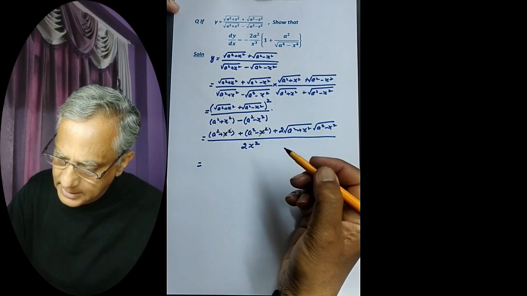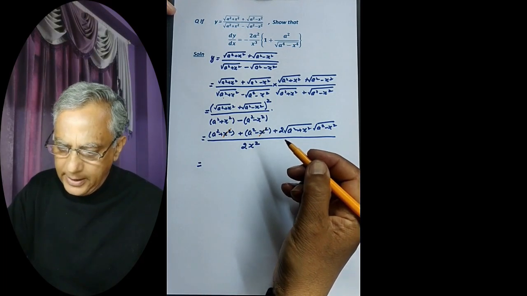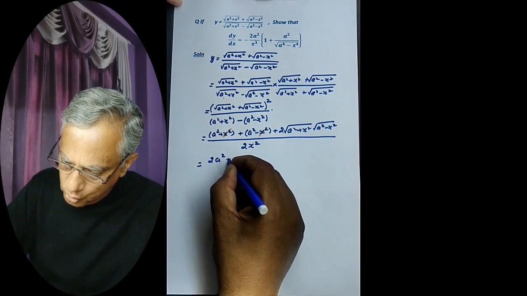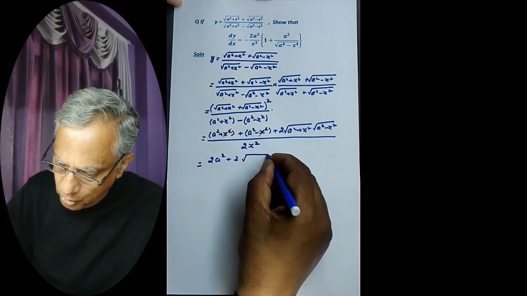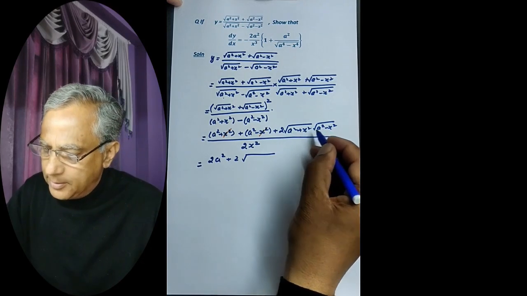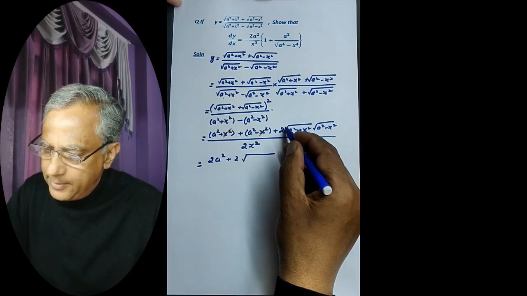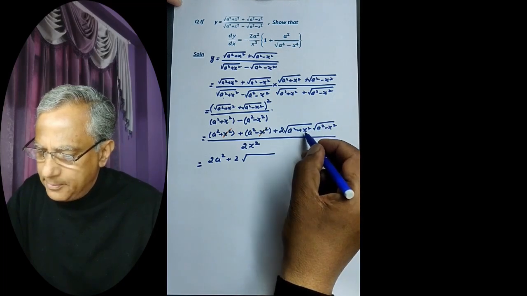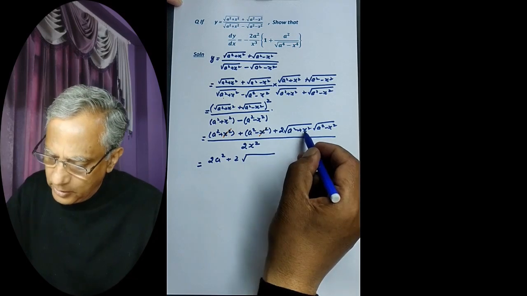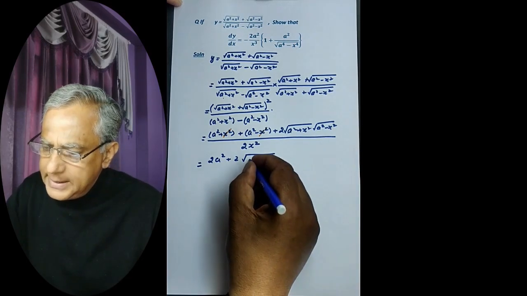Now x² cancels with x², and we are left with 2a² + 2 into √(a² + x²) into √(a² − x²). That is (a + b)(a − b). These two under roots can be combined. (a² + x²)(a² − x²) will be a² − b².